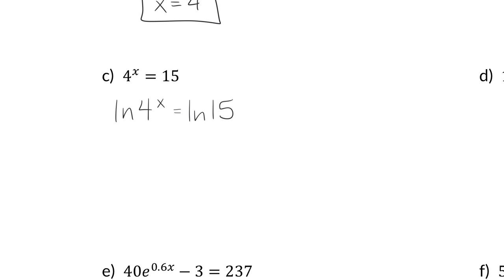Now, last class, we learned about a property of logarithms that's going to allow me to do something different with this exponent of x. What can I do with it? Put it to the front. Nice. So if we drop that in front, this is now going to say x times the natural log of 4 equal to the natural log of 15.